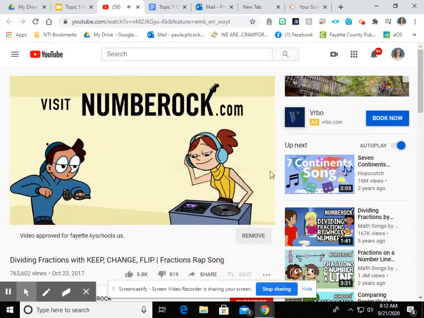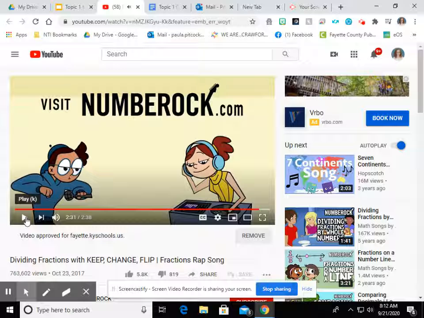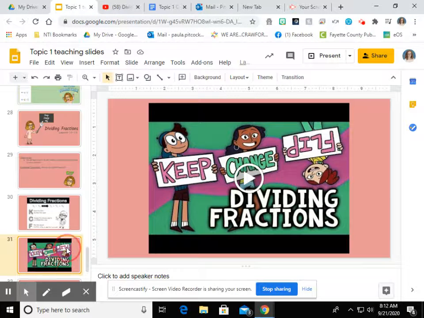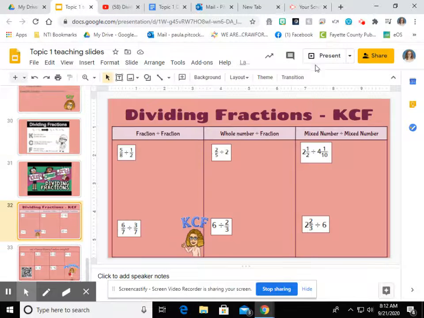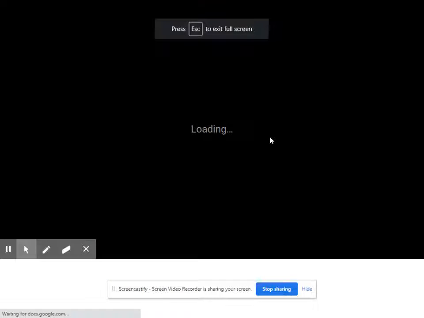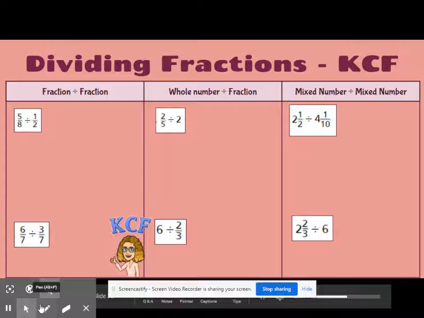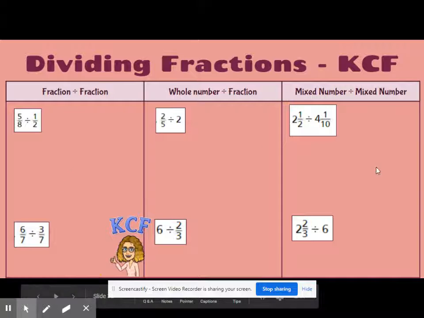All right. So now that you have keep, change, flip stuck in your brain, let's keep going. What we're going to do is a couple of questions where I do one and then you try one, and then I do one and then you try one, because just like before, there are 3 different categories of problems.